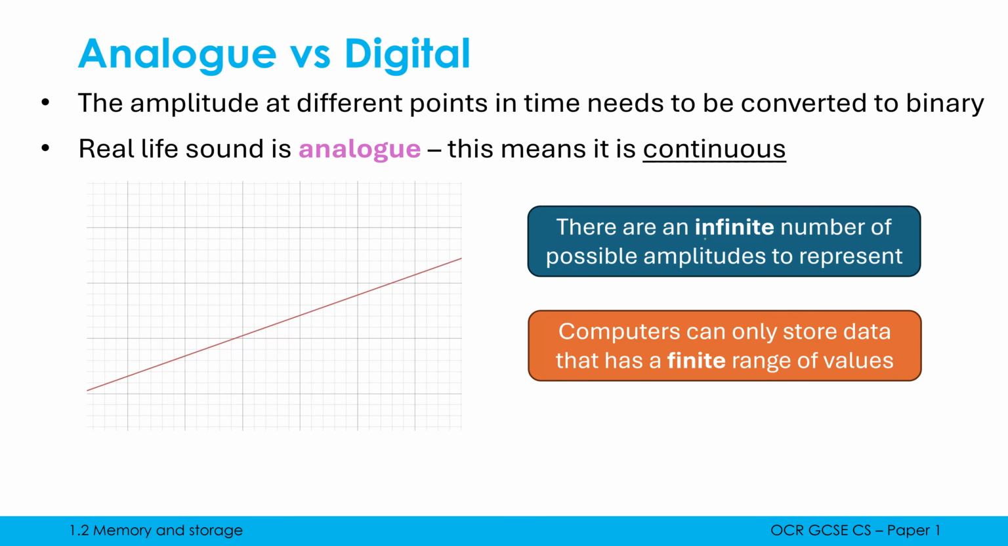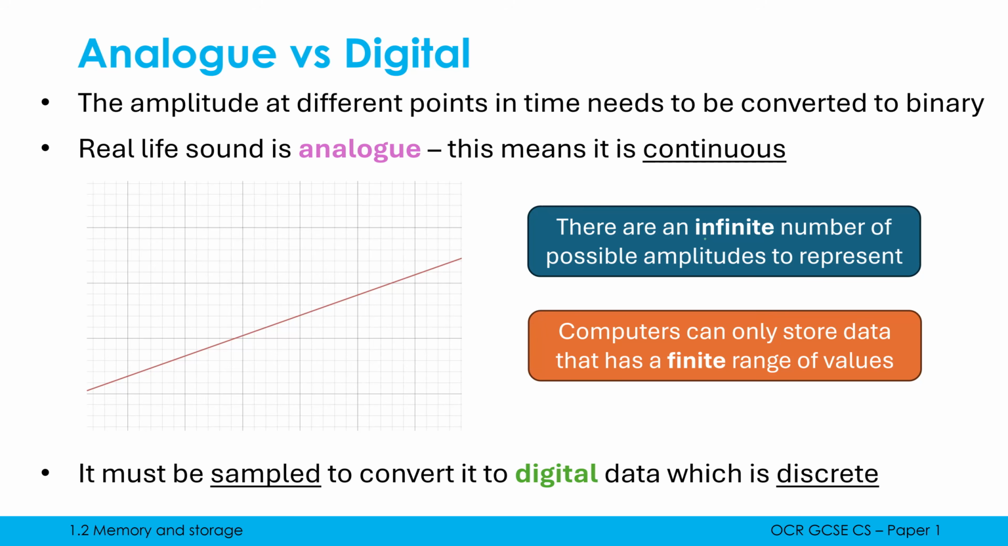So how do we go from analog data, which is what we actually hear in real life, to what we call digital data? That's what the computer can actually use. Well, there's a process called sampling, which converts it from analog to digital. Digital data is discrete data. That's the opposite of continuous. Continuous has no breaks. Discrete, we've got a fixed range of values which are separate.